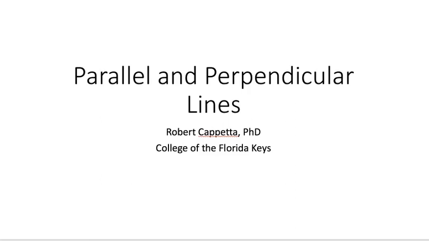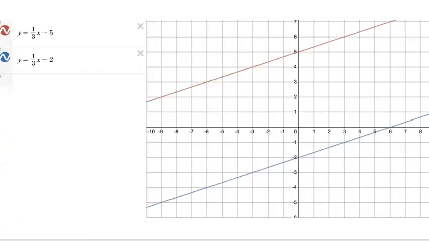This is Bob Capetta from the College of the Florida Keys, and this lesson is on parallel and perpendicular lines. So I've got two lines here, y equals 1/3 x plus 5 and y equals 1/3 x minus 2. 1/3 x plus 5 is the red line, 1/3 x minus 2 is the blue line, and you can see they are parallel. You can also see they have the same slope. Y equals mx plus b, slope of red is 1/3, slope of blue is 1/3.